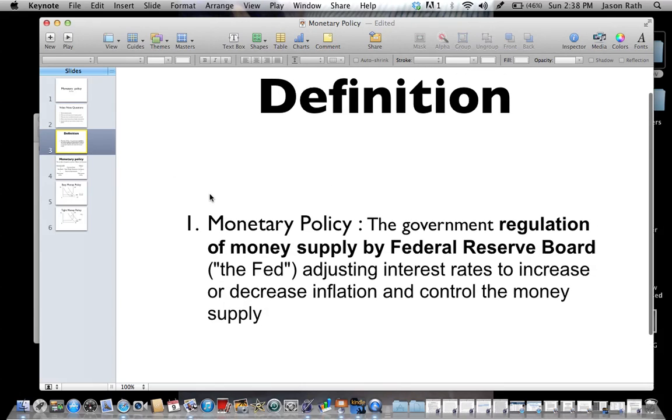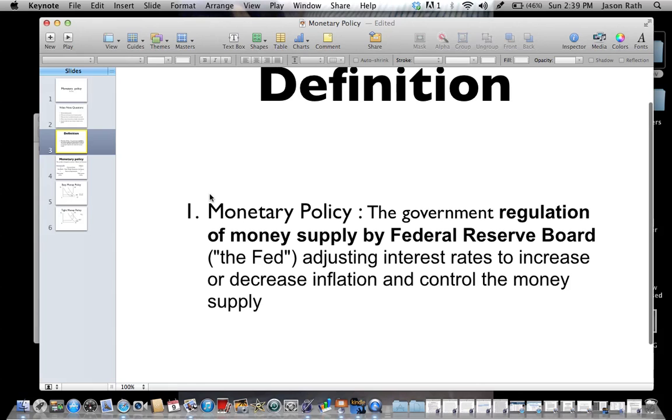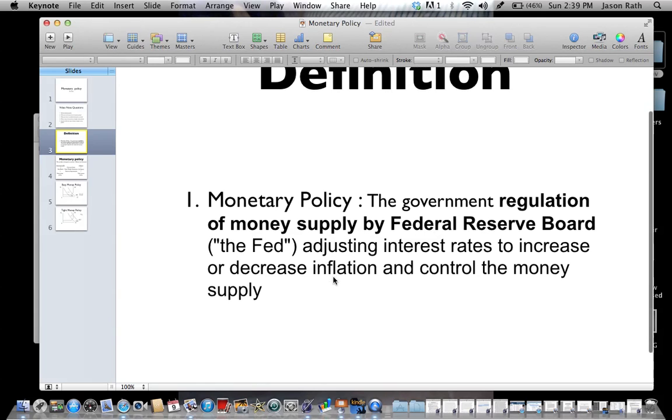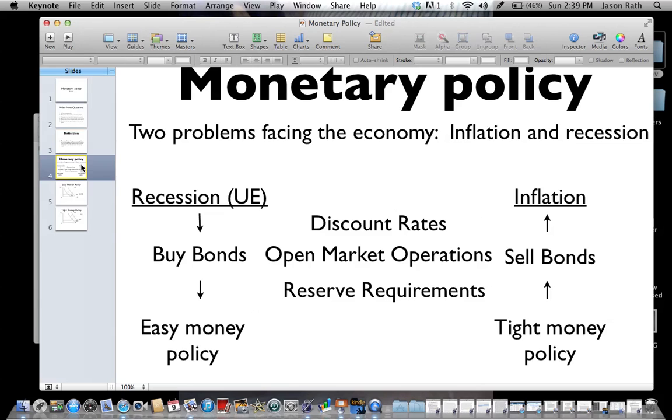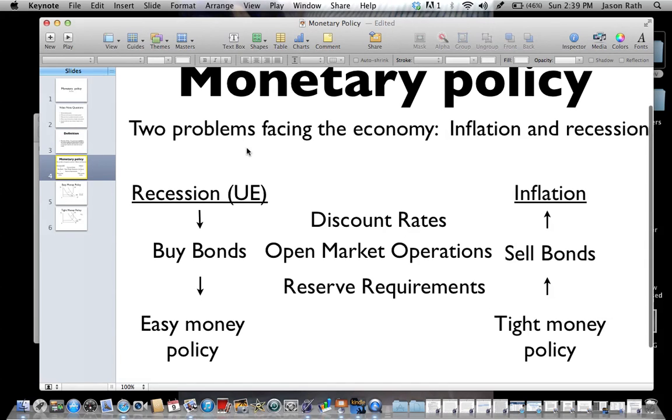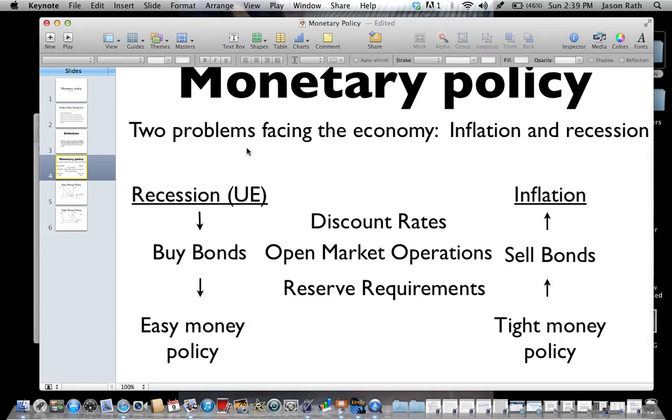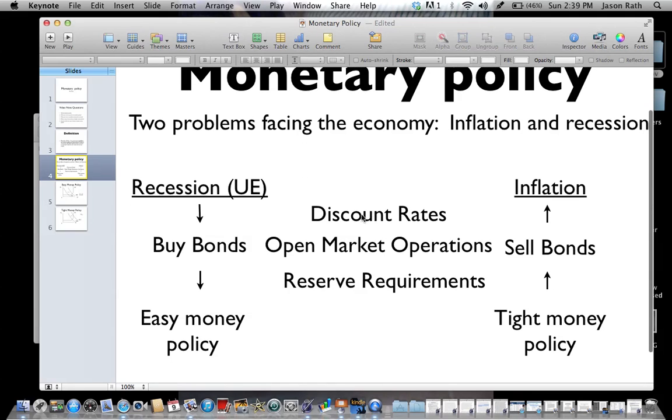The definition of monetary policy is the government regulation of the money supply by the Federal Reserve Board, the Fed, adjusting interest rates to increase or decrease inflation and control the money supply. So that's the definition of monetary policy. The 2 problems facing the economy, again, are inflation and recession. And so with monetary policy, here are the 3 tools: discount rates, open market operations, and reserve requirements.